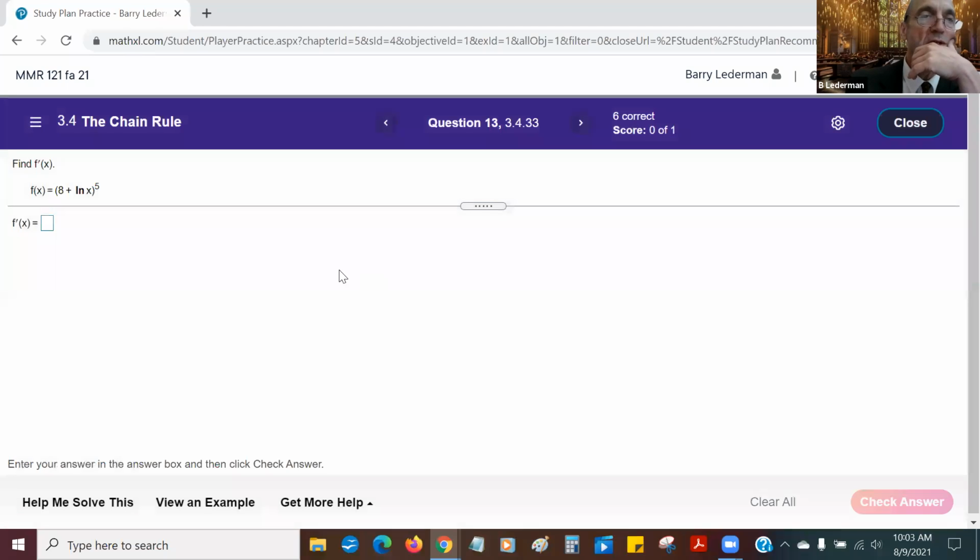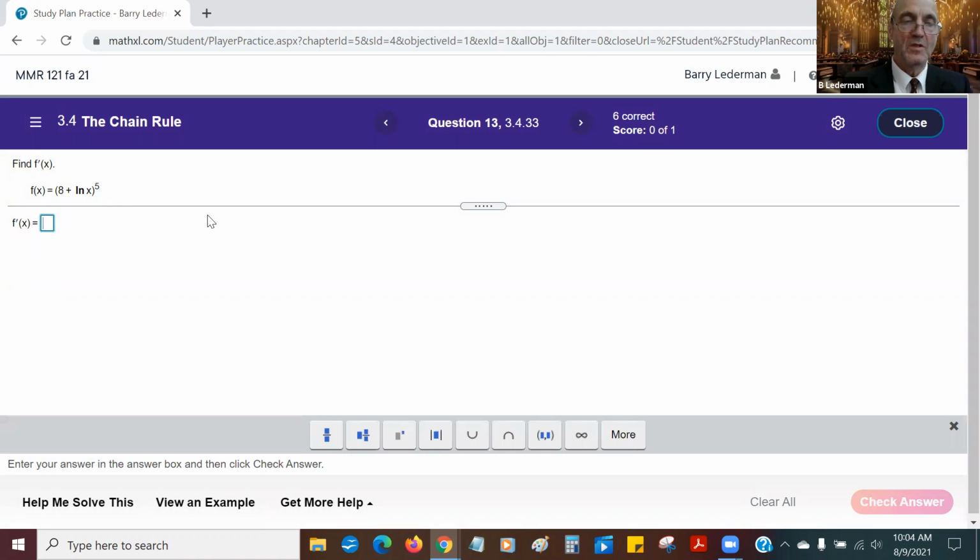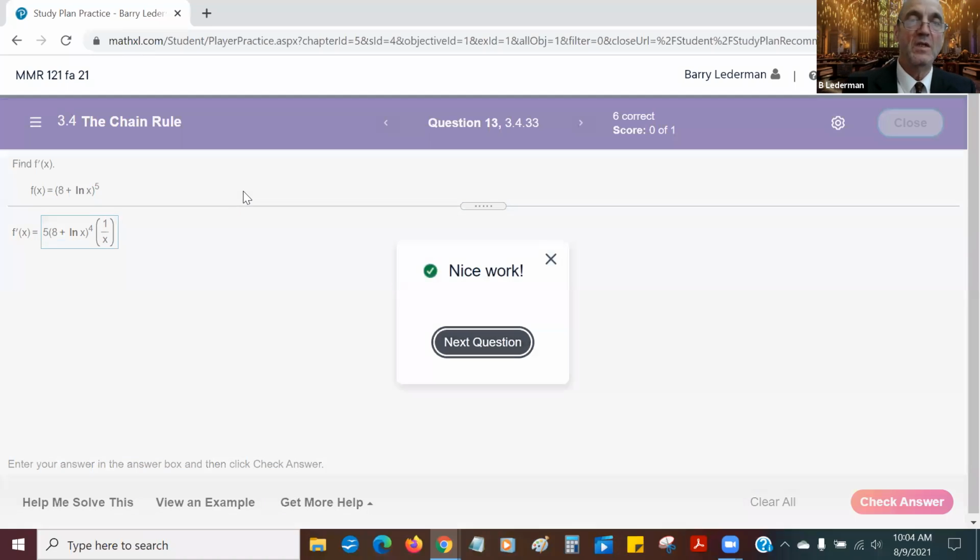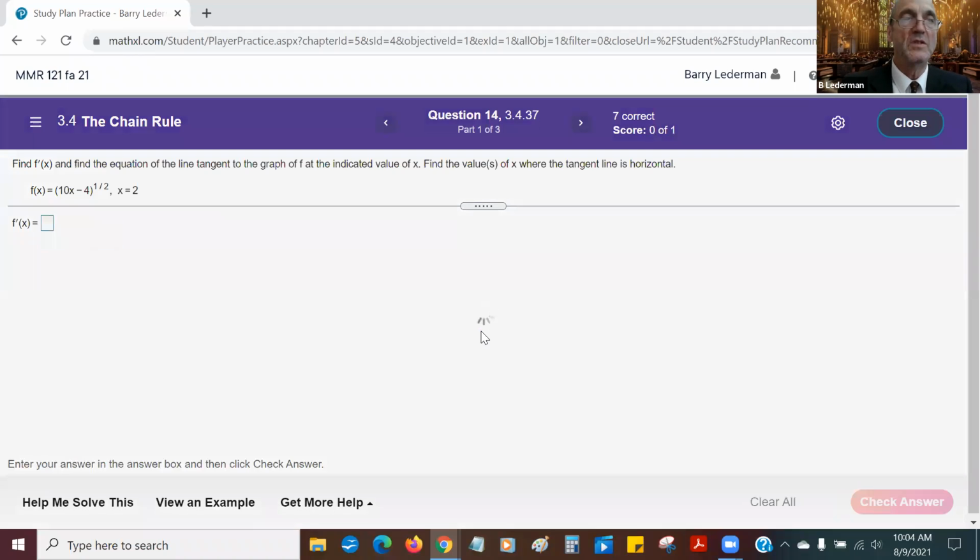So let's, this is a little different because it's not the ln of x to the 5th power, it's the ln of x raised to the 5th power. So this is an interesting function. This is going to be 5 times the inner function, which is 8 plus ln x, raised to the 4th power, times the derivative of the inner function, which is actually just 1 over x, because the derivative of 8 is just 0, and the derivative of ln x is 1 over x. And that's going to be the answer there. There you go. Nice work, if I must say so myself.